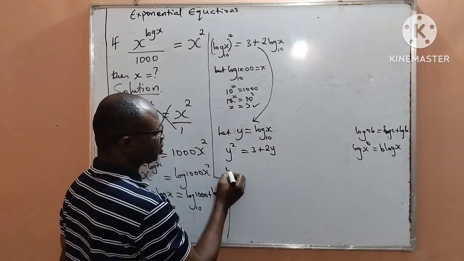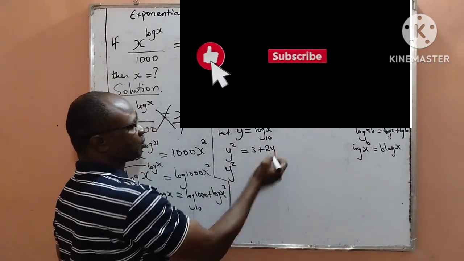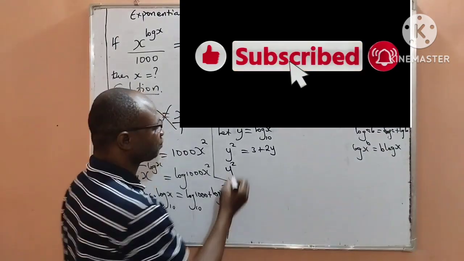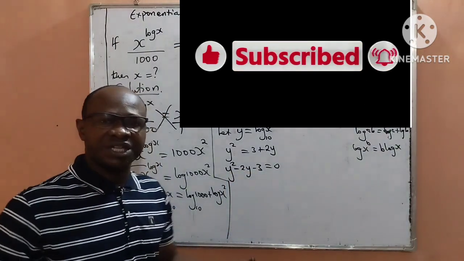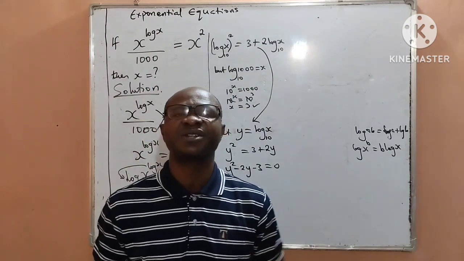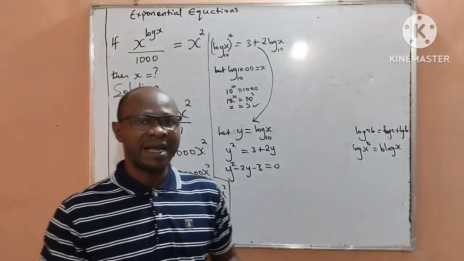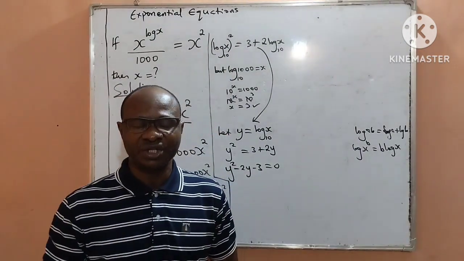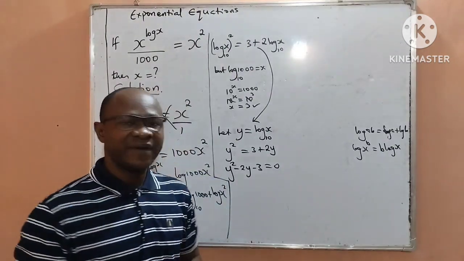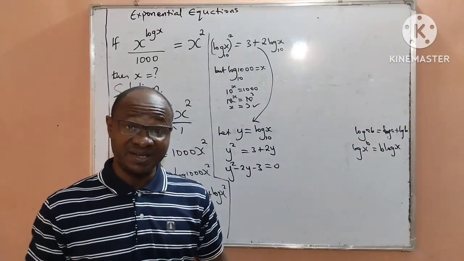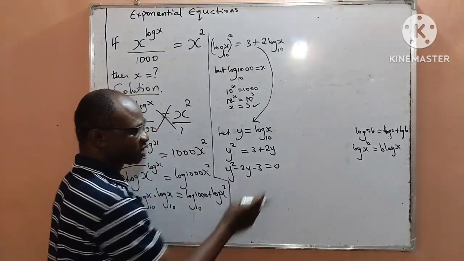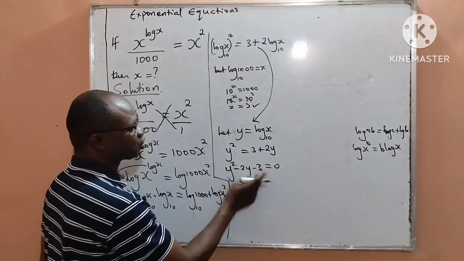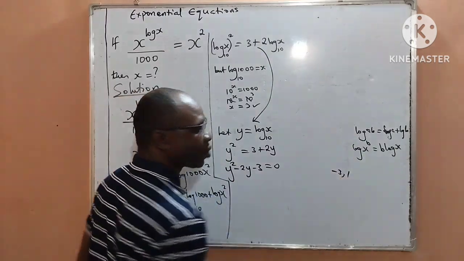Now, next is y raised to power 2, moving this to the left becomes minus 2y minus 3 equal to 0. It has become a quadratic equation. So we go by any of the methods of quadratic equation. But let us go by factorization method because it is easier. Alright, two numbers will multiply to get minus 3, and when we add them, we get minus 2. Can be minus 3 and 1.